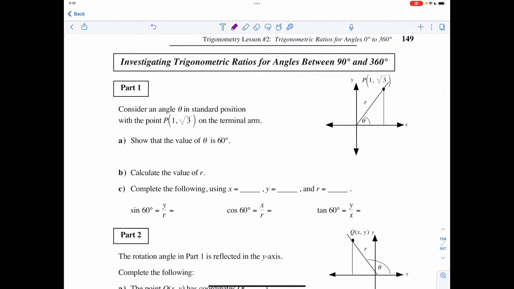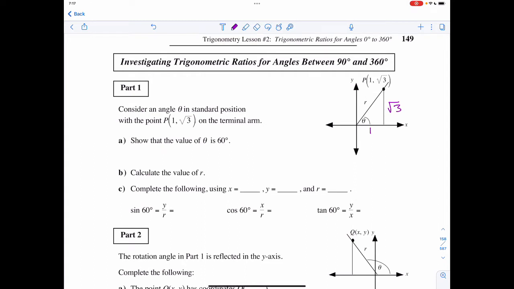All right, let's take what we just talked about and put it into practice to actually solve rotation angles. So, consider an angle theta in standard position with a point of 1 and the square root of 3 on the terminal arm. I know that that means this is going to be 1, this is going to be the square root of 3. Sorry, no, square root of 1, square root of 3.